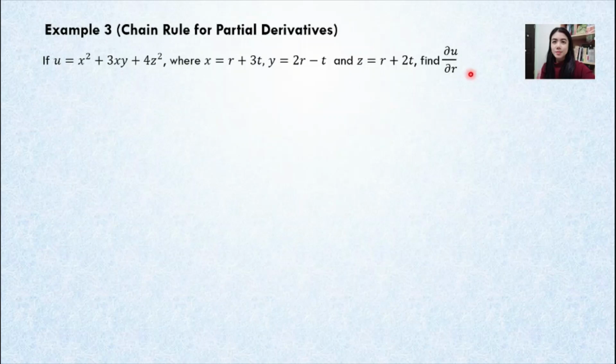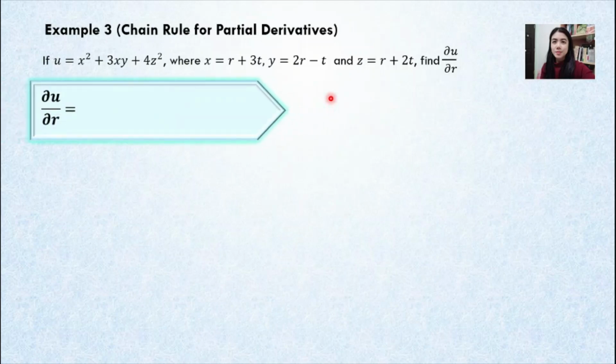Let's look at example 3. In this example 3, they ask us to find del u del r. To find del u del r, you need to construct the tree diagram. So let's analyze what we have in the equation. You have the equation u, so you should begin your tree diagram with the node u.